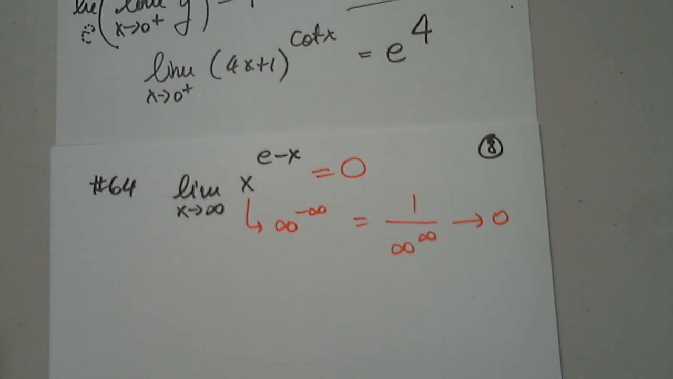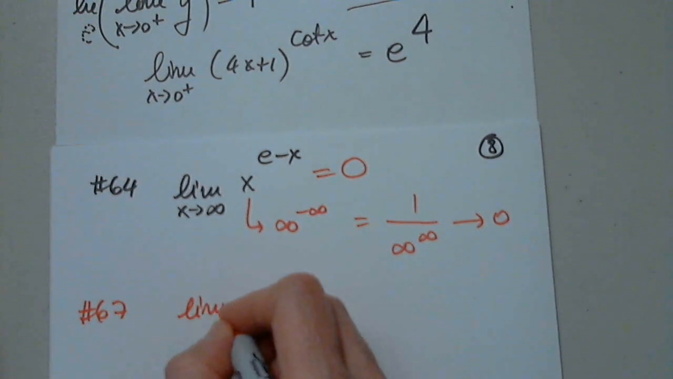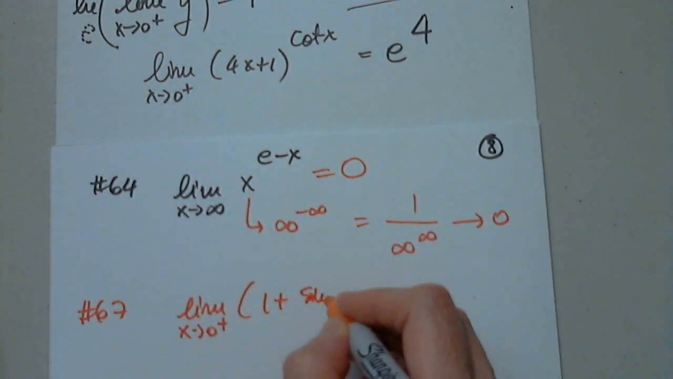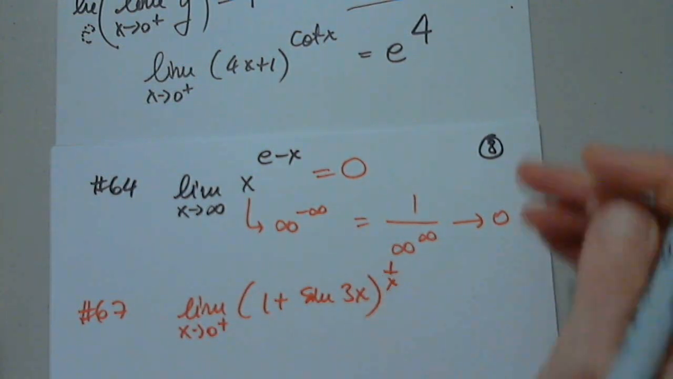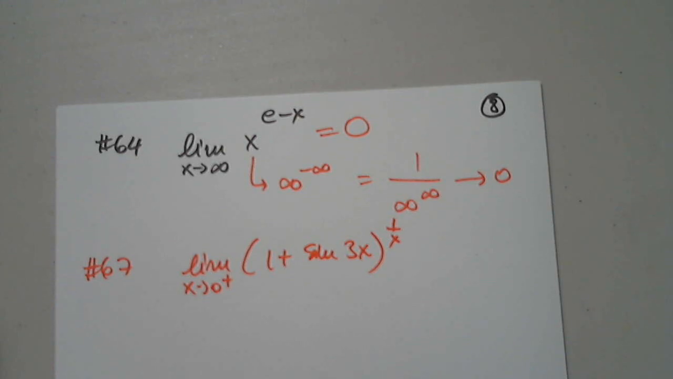Okay, I like 67. The limit as x approaches 0 from the right of 1 plus sine 3x raised to 1 over x. Let me see how I am with time here. I think I'm going to stop and start.